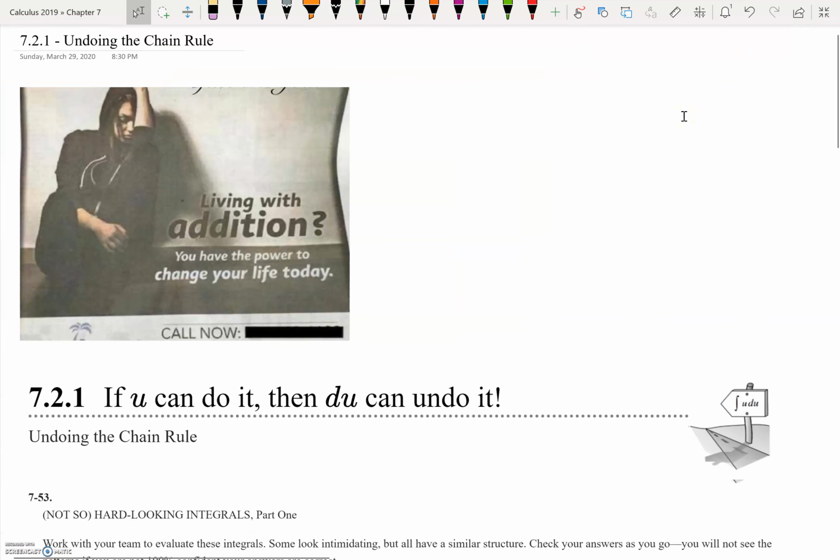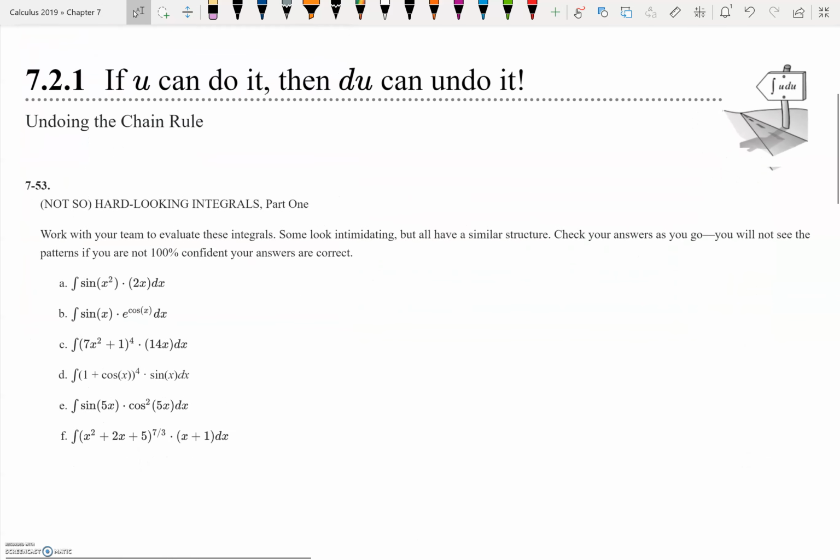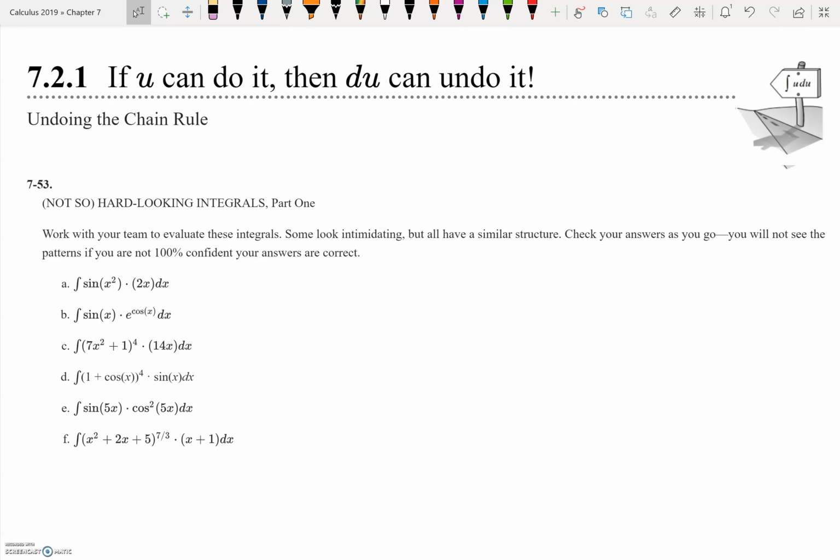Okay, so we are going to be undoing the chain rule in 7.2.1. We're going to learn about something called u-du substitutions, but in order to start this off, we're going to be doing some easy ones. What I would like you to do right now, before I even start talking about these examples, is just pause and try to evaluate the integrals yourself.